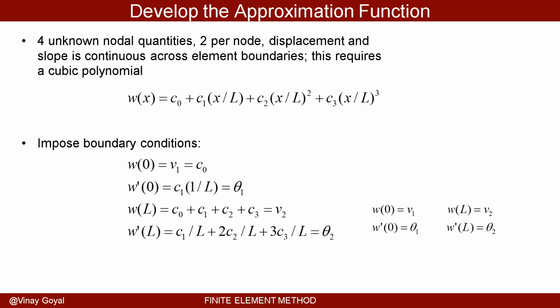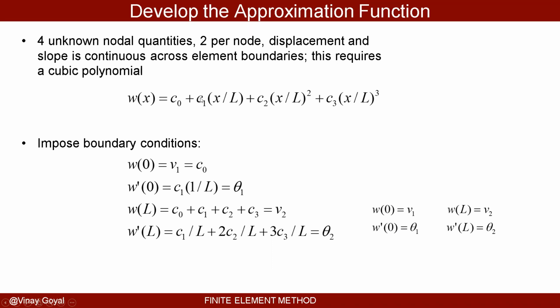So I have four unknown nodal quantities, two per node, and I have a cubic polynomial. I also know that the deflection on the left side of the beam at x equals zero is V1, and on the right side of the beam at x equals L is V2. W prime at zero is theta 1. W prime at L is theta 2. And we have four unknowns here, C0, C1, C2, C3.